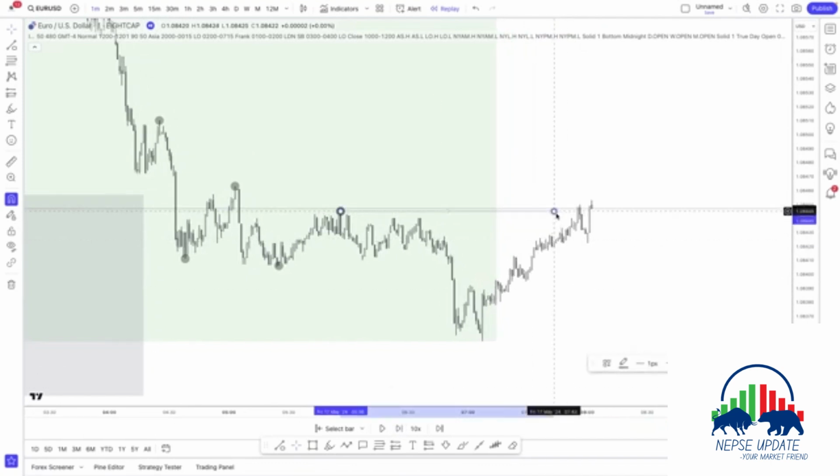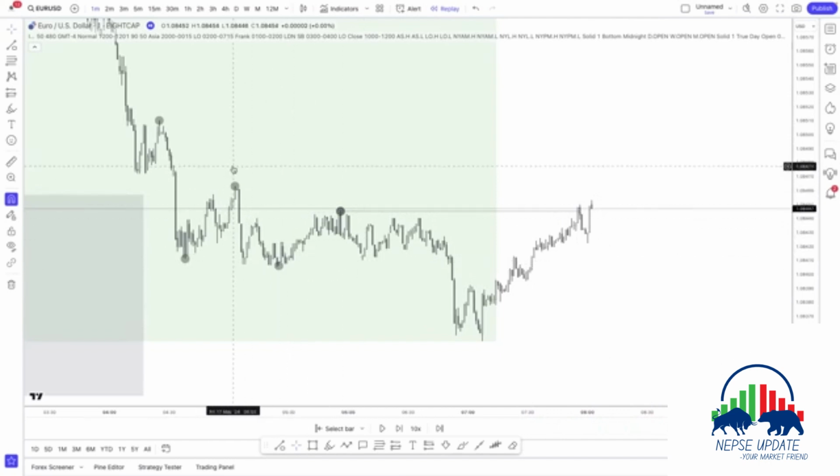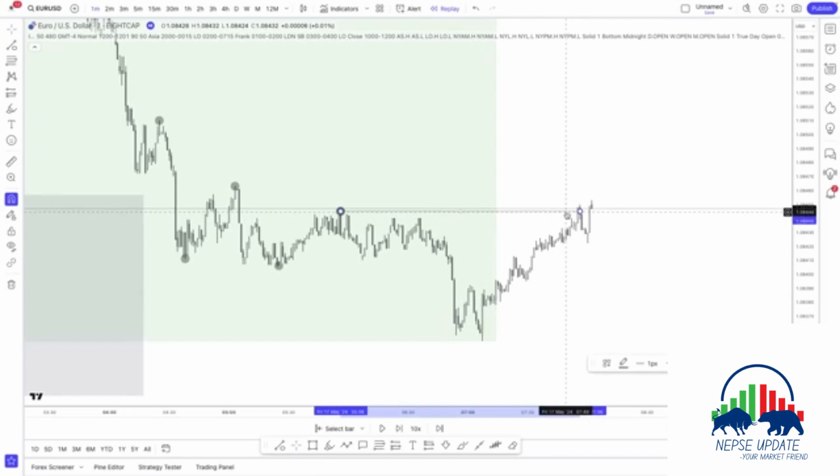Okay, so now you have it. Price has officially changed character. We've had lower low, lower high, and lower low, right? So there is our change of character.